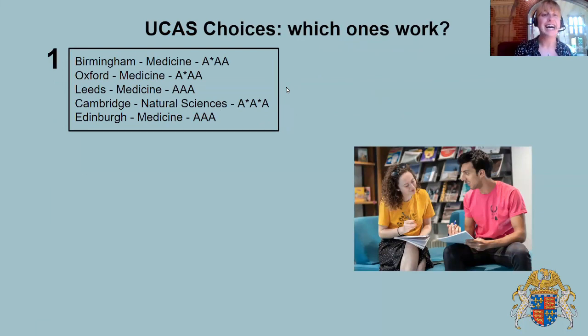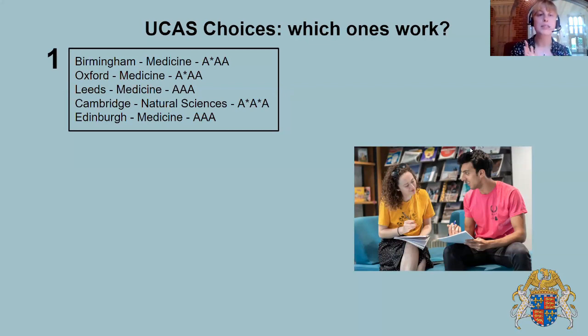Thank you. So for the first option, imagine that you are looking at this and you've been asked to say whether this combination of 5 slots, so these 5 choices via UCAS, are these legit or not? That's basically the question. So what do we think about example number 1? I'll read it out for you.